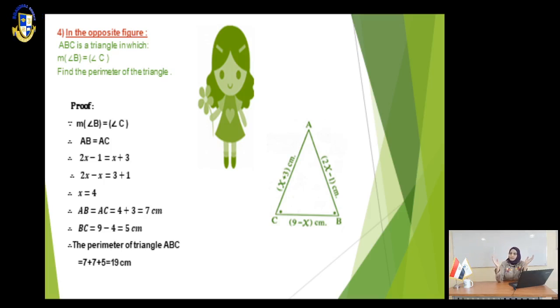Here we have an equation that has two sides. We will collect all the x in one side and all the integers in the second side. So 2x minus x equals 3 plus 1. So x equals 4. To know the length of each side, substitute the value of x in x plus 3, 2x minus 1, and 9 minus x. To get the length of each side, it will be 7, and CB will be 5 centimeters. So the perimeter of the triangle ABC equals 7 plus 7 plus 5 equals 19 centimeters.